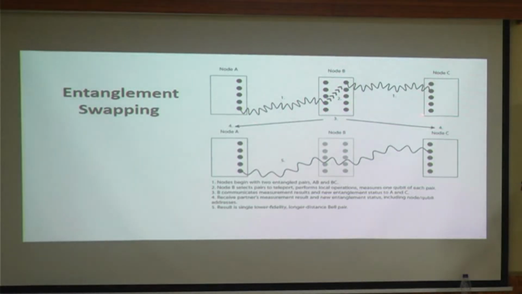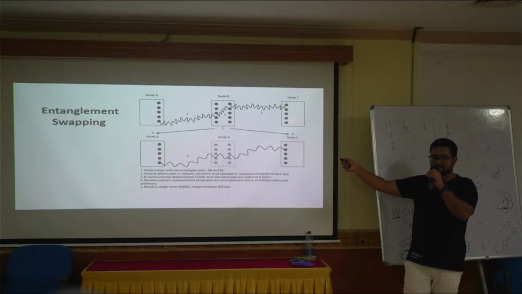So there are 3 parties and 2 entanglements. Entanglement 1 is shared between A and B, and entanglement 2 is shared between B and C. So at B, one part of entanglement and the other part of entanglement, and I just explained a Bell state measurement. You conduct a Bell state measurement here and then A and C will be entangled. This is called entanglement swapping.